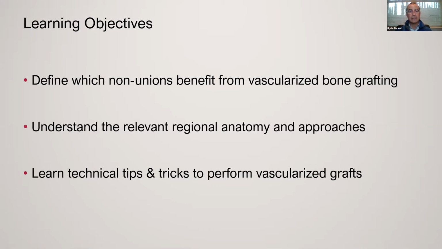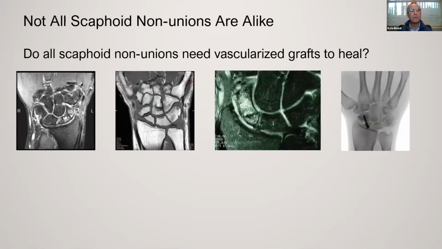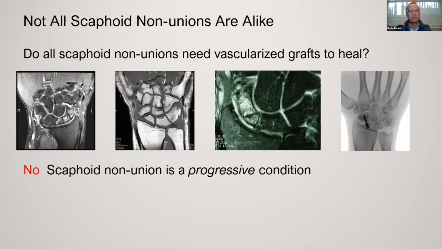I'd like to talk about the anatomy, which is important for anybody who wants to do these because it's fairly complex anatomy from a vascular standpoint, and we'll learn some tips and tricks on how to do these properly. So here's the question. We've already heard the answer. Do all scaphoid non-unions need vascularized grafts? And the answer is of course not.